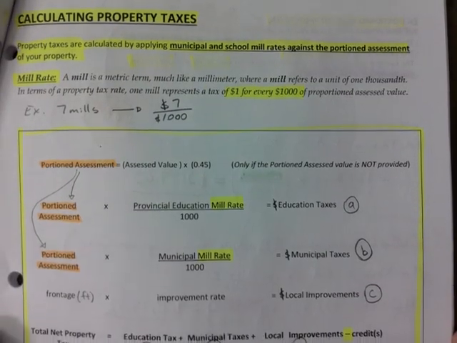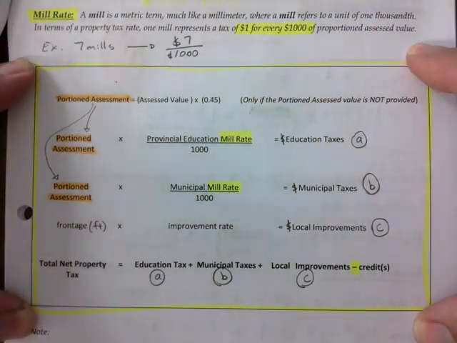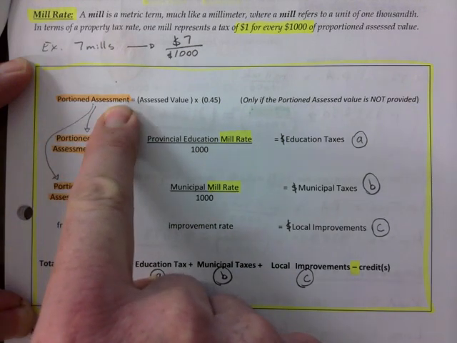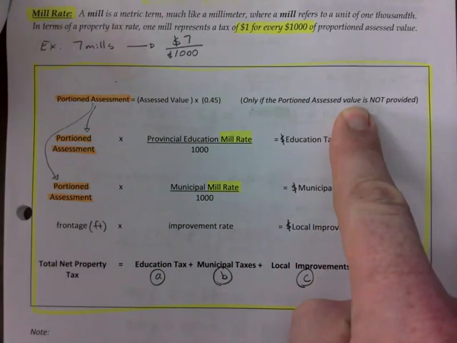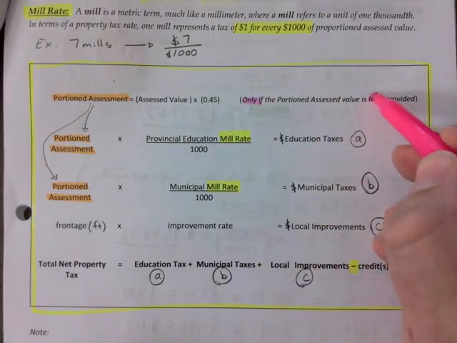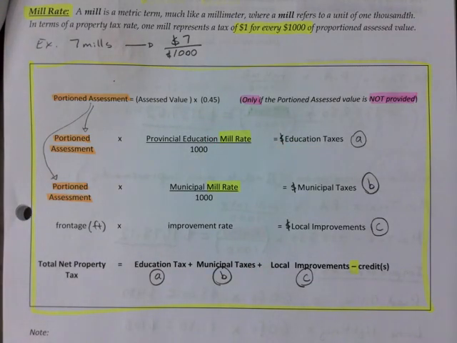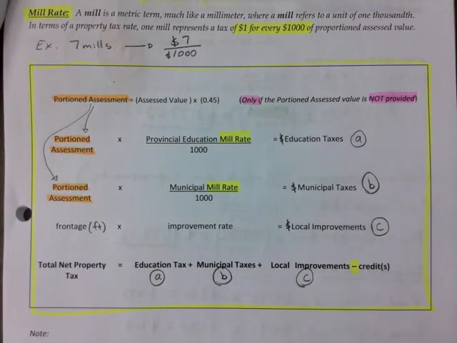This on page 68 is in a nutshell all the parts that could be part of calculating the total property taxes. You need to figure out your portioned assessment. It's the value of the home times 0.45. What does it say here? I have to make sure you understand: only do this if it's not provided. If the question says, hey, the portioned assessment is this, don't do this part, okay?